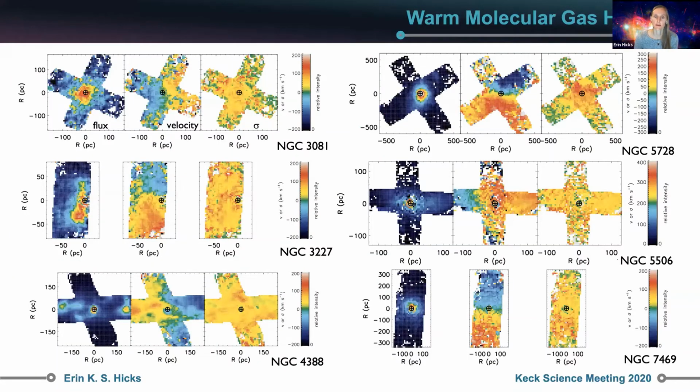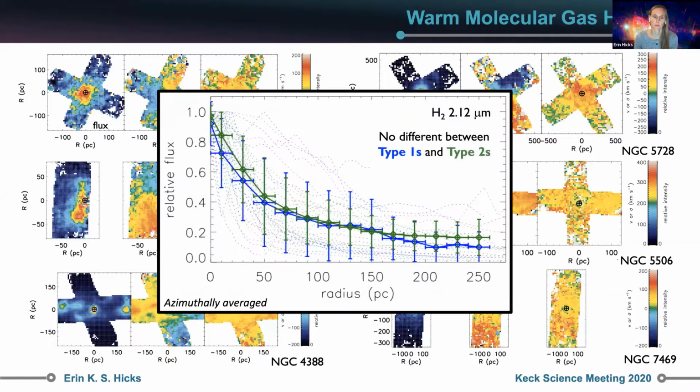Here's an example of the molecular hydrogen we've measured in several of these galaxies, shown as the flux, the velocity, and the velocity dispersion. Generally, for the molecular hydrogen traced by that 2.12 micron line, we see this emission throughout the circumnuclear region. We see a lot of variation in the structure of that flux distribution. If we take an azimuthal average of that flux distribution, we find that typically the half-width half-max of that central emission is about 35 parsecs.